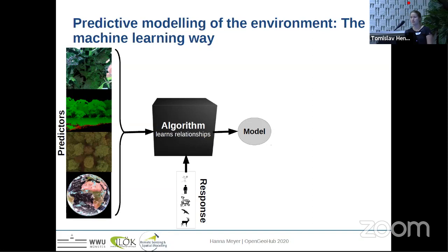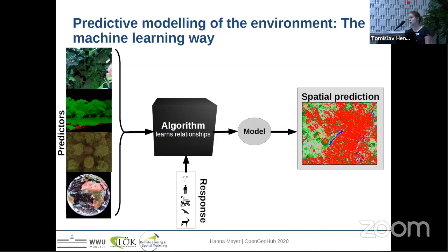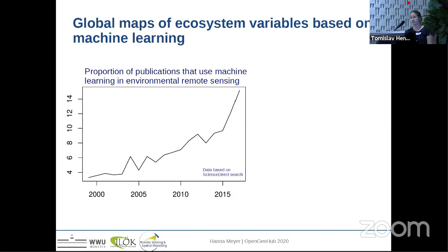And then based on the learned relationships, the algorithm creates a model, and we can then again take that model and apply it to each pixel in our remote sensing data set to make again spatial continuous predictions, but this time these spatial predictions rely on complex and nonlinear relationships between the variables. And this method has become quite a popular tool in the context of environmental remote sensing, as we can see here in a heavily increasing number of publications that use machine learning in the context of environmental remote sensing.